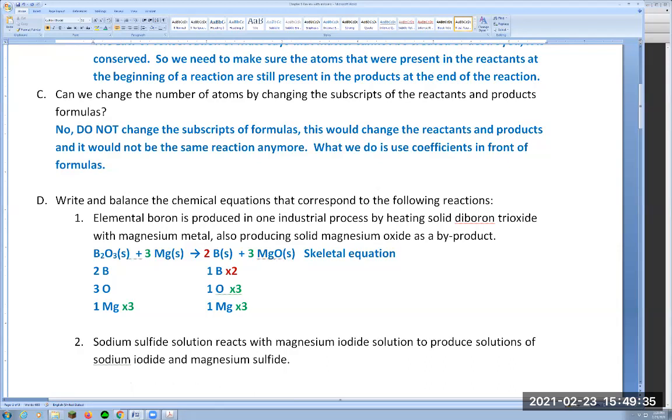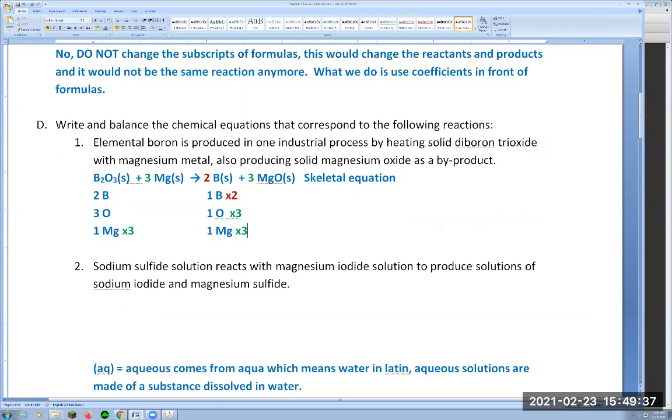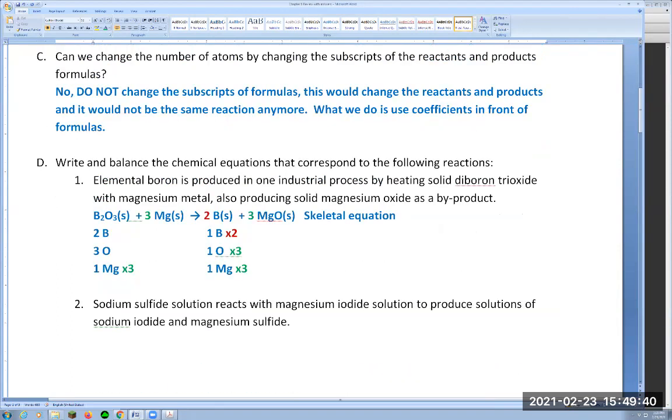Let's go through a second example. So we have sodium sulfide solution reacts with magnesium iodide solution to produce solutions of sodium iodide and magnesium sulfide. So we have this word everywhere, solution. Solution means a homogeneous mixture, and usually when nothing is specified about the solvent, it's an aqueous solution.